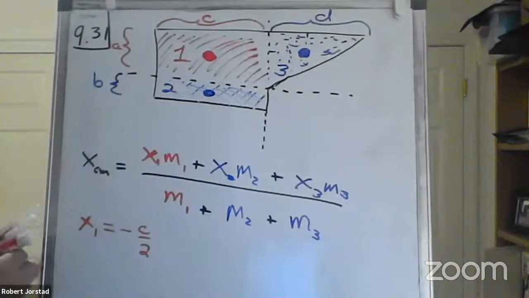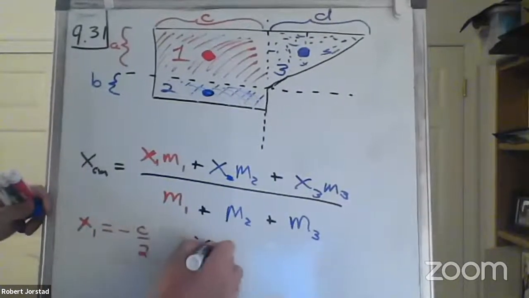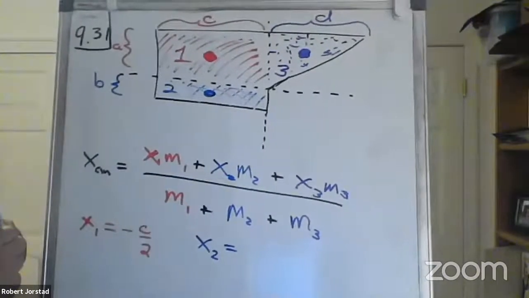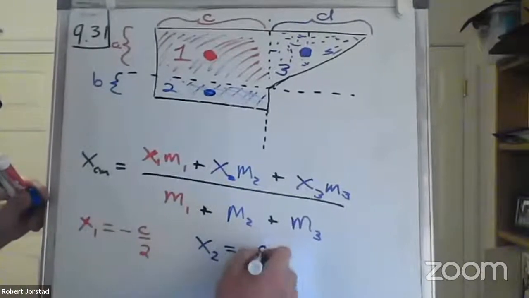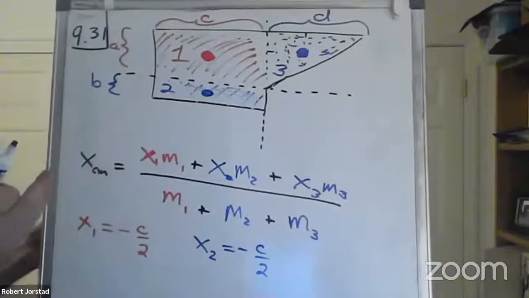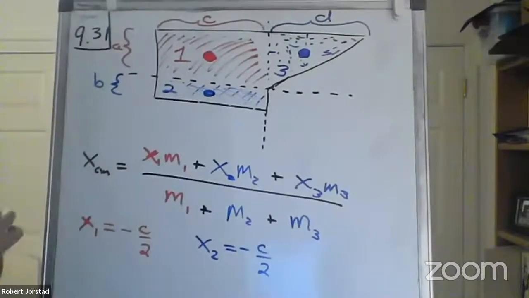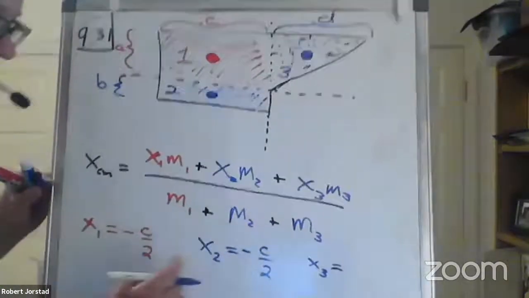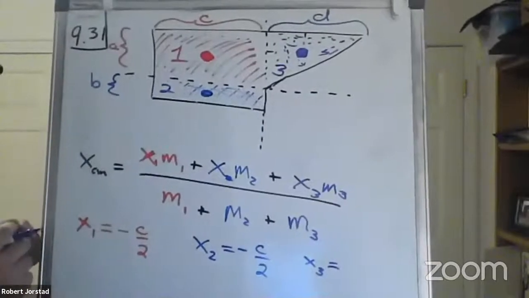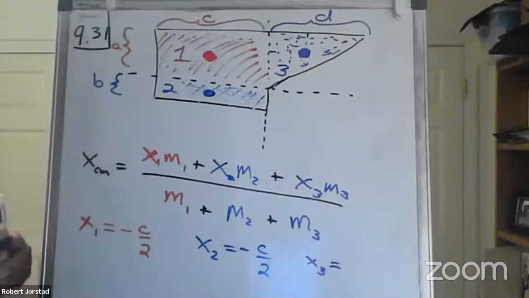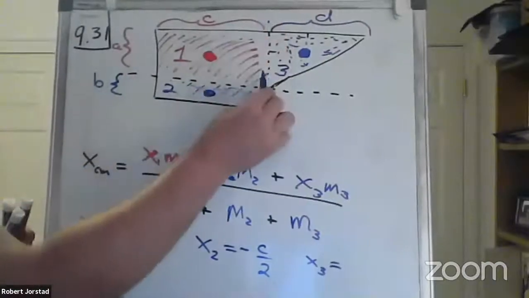And so now what is X2? I think it's the same, isn't it? Yeah. The X coordinate is the same. The Y coordinates would be different, but not the X. And what is X3? Negative D over 3. Positive D over 3. The origin's right here, right? Oh, yeah. Yep.